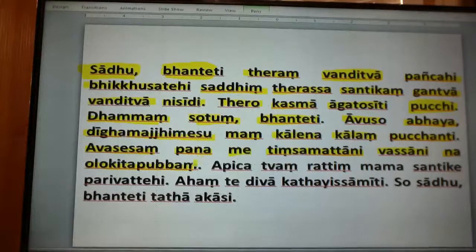So, even though I didn't make it, Ton Rate Mama Sandike. Ton means you, Rate means night time. Rati is night. So at night, you, Mama Sandike means near me. Pariwadi, you chanting. You chanting at night time, near me. So the meaning is he hears the chanting. Maybe he memorizes again.